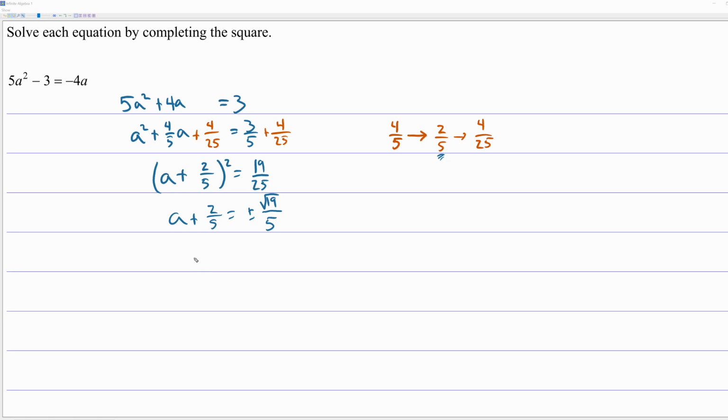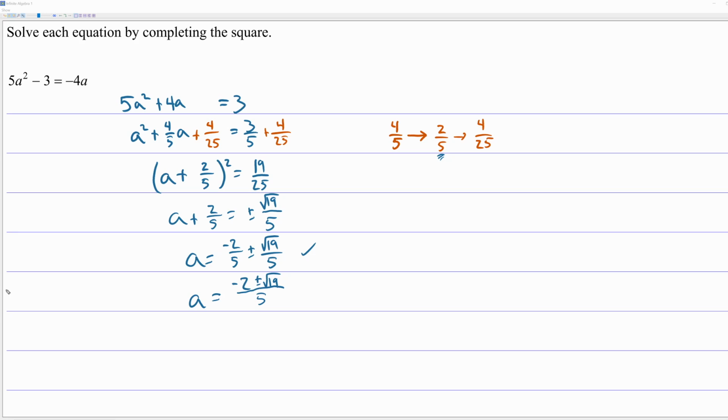Now, we're done. Just finished solving. We have negative 2/5 plus or minus the square root of 19 over 5. This is a fine answer since the denominators are already the same. Let's go ahead and combine this into a single fraction. And there you go, negative 2 plus or minus the square root of 19, all over 5.